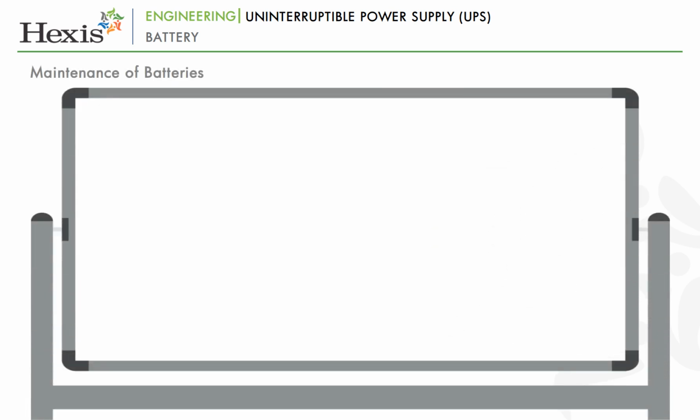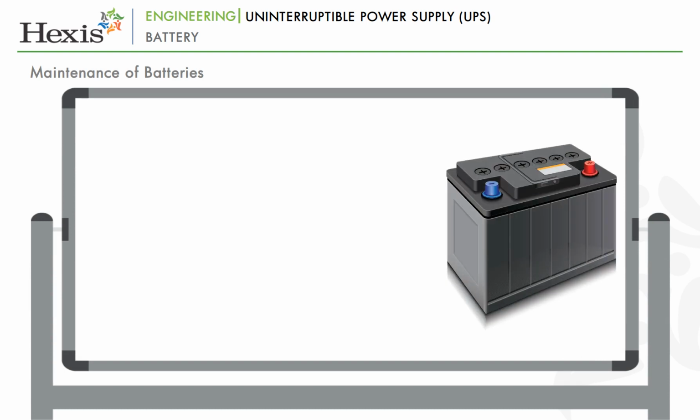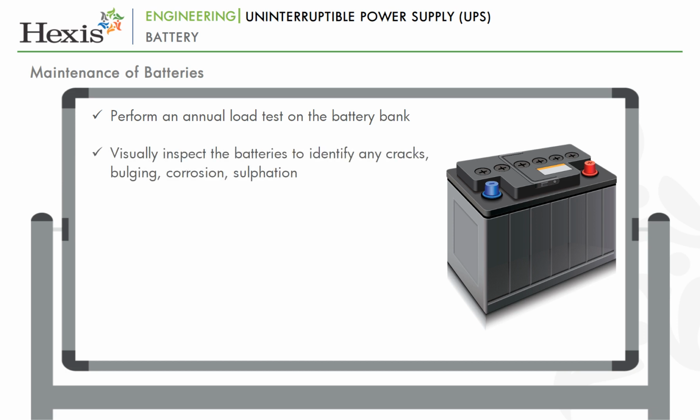Let us now learn about how to maintain batteries. The maintenance of batteries should include the following measures. Perform an annual load test on the battery bank to give a good idea of the condition of the battery bank and the residual capacity. For monitoring purposes, visually inspect the batteries to identify any cracks, bulging, corrosion, sulfation, etc.